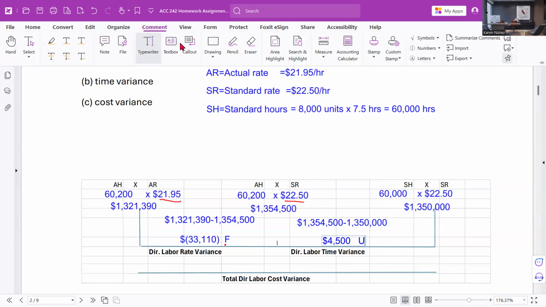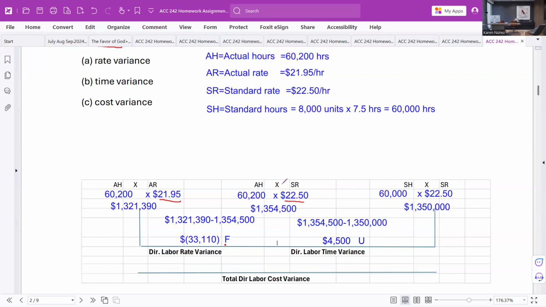Why is it unfavorable? Well, it's unfavorable because we worked too many hours. We worked 60,200 hours, but given that output, should only have worked 60,000 hours, hence an unfavorable variance. So the rate variance is favorable because we had a cheaper rate, cheaper labor. The time variance is unfavorable because that cheap labor worked too many hours. And sometimes that happens when you have cheaper labor.